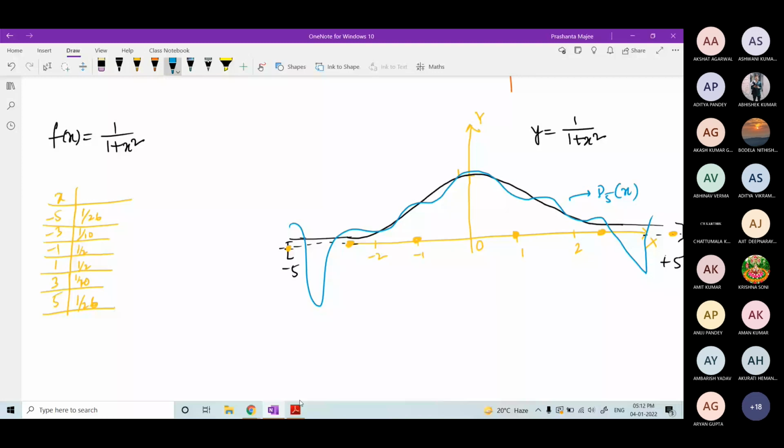So what we are going to do? Cubic, let me write down the term, cubic spline interpolation. I will explain the term spline. Cubic spline interpolation.